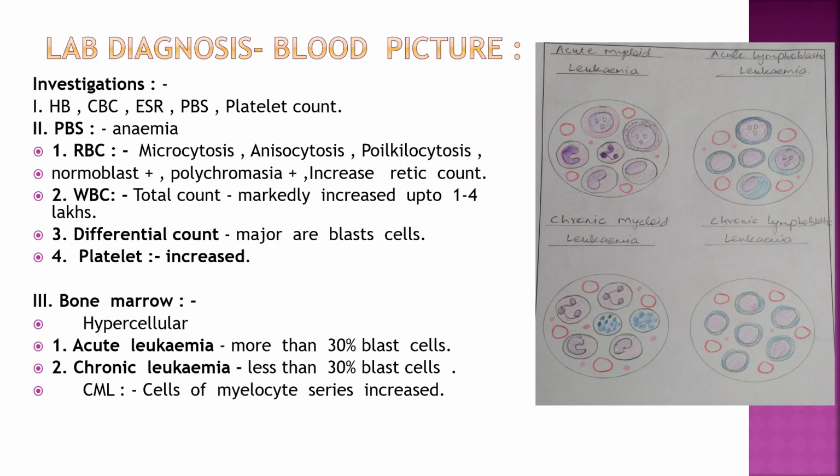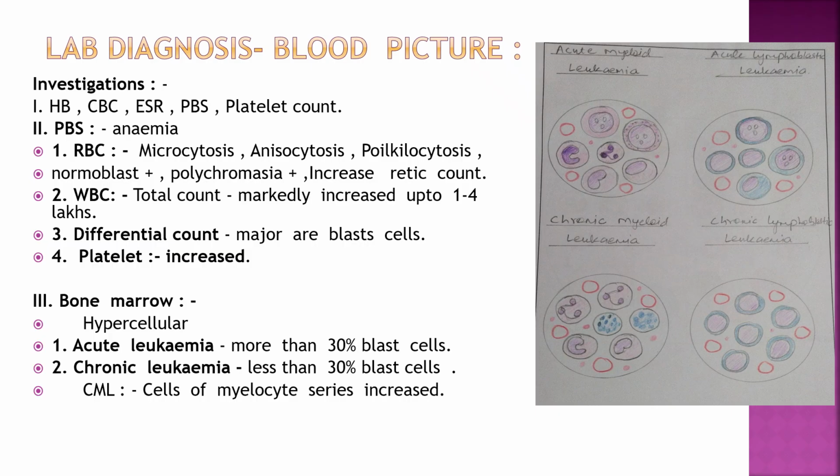Now we will see lab diagnosis of leukemia. Investigations can be done. Routine investigations like hemoglobin, CBC, ESR, PBS and platelet count. In PBS we can see the morphology of the cells. In RBCs: microcytosis, anisocytosis, that is variation in size of the cells, poikilocytosis, that is variation in shape of the RBCs, then normoblasts, that is nucleated RBCs, the immature form of the RBC, are seen, polychromasia, that is purple RBCs, and increased retic count. WBC total count is markedly increased, up to 1 to 4 lakh cells per cubic millimeter can be there.